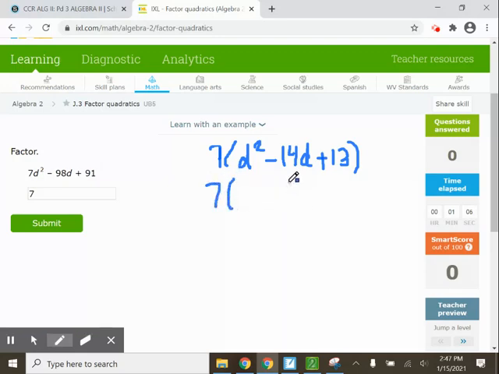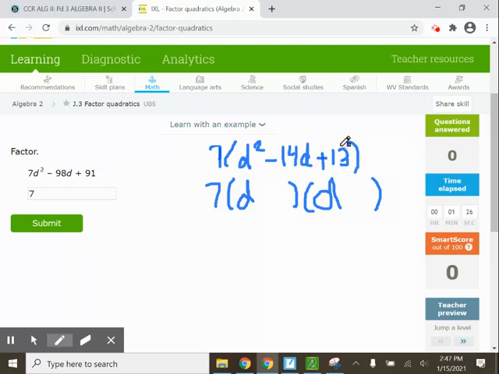Now I'm going to set up my 2 sets of parentheses. I don't have to use the grouping method now because the d squared term has a coefficient of 1. So I am going to have a d and a d. Please make sure you use whatever variable is present in the problem. If you don't use the proper letter, it could mark it wrong.